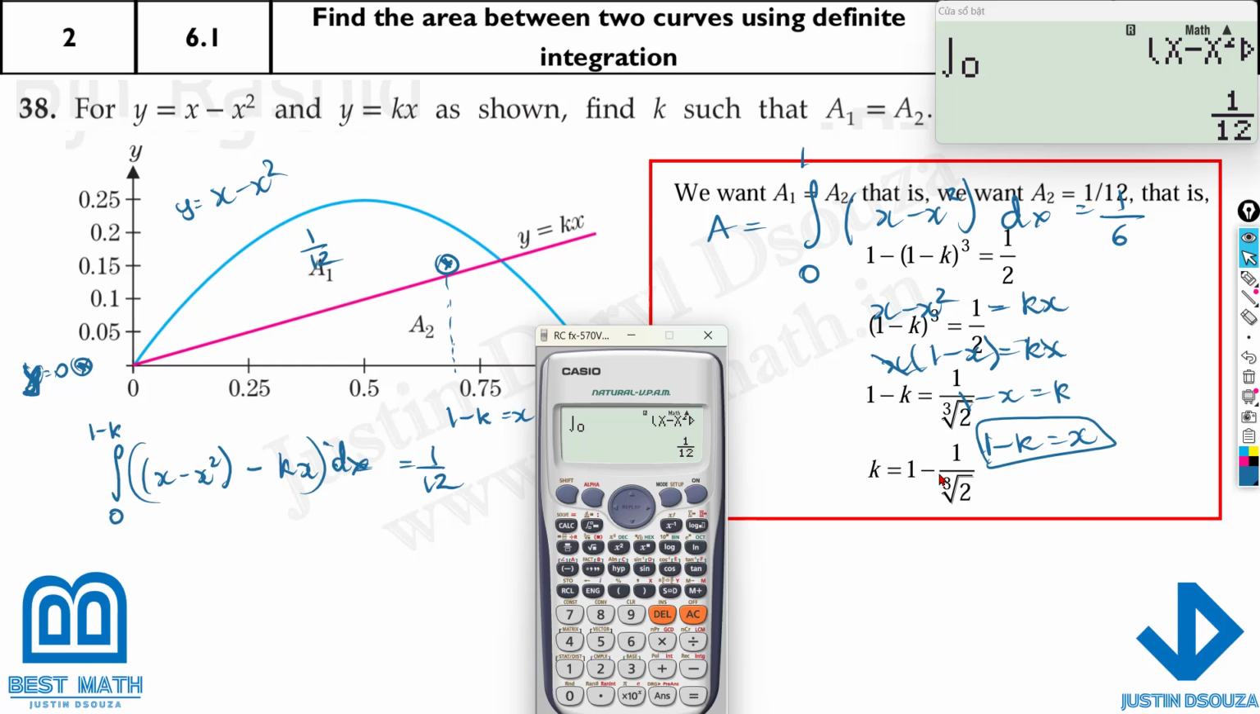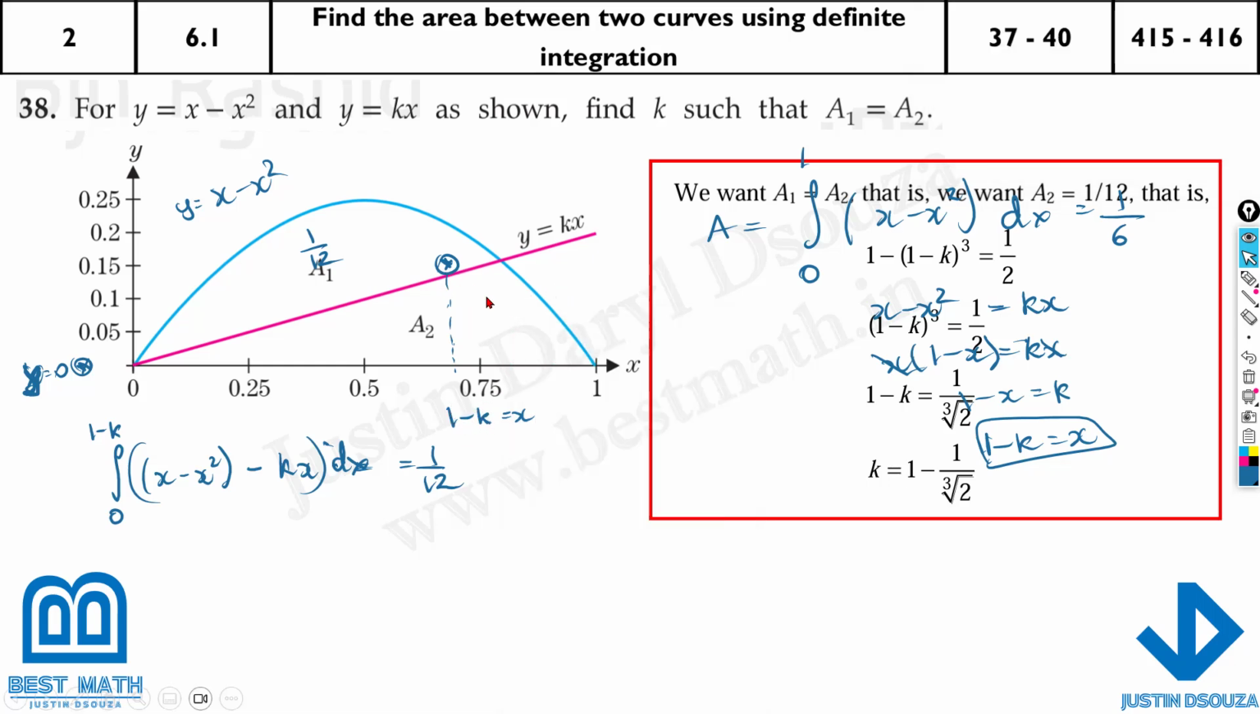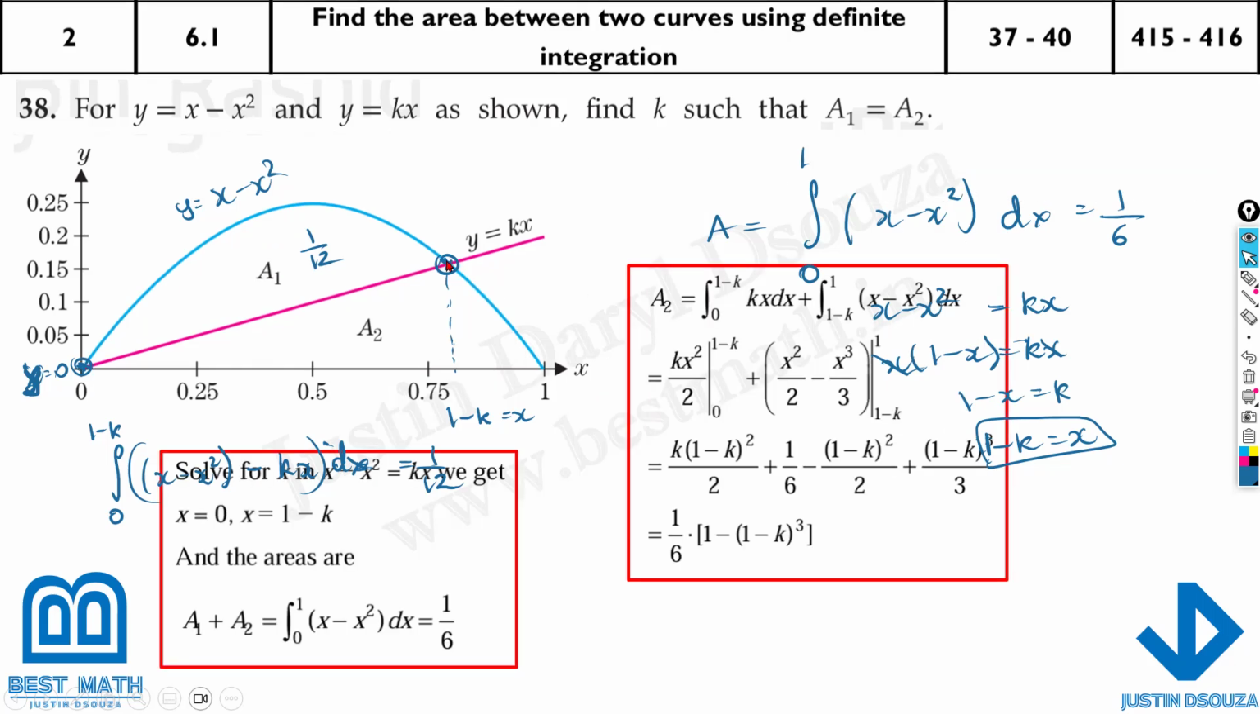And let's solve this up. How much is 1 minus, let's try it out. 1 minus 1 by cube root 2 will give you 0.2. It's correct, isn't it? 1 minus 0.2, it's about 0.8. Let's go back over here. Yes, it's about 0.8. So we can also approximate it.